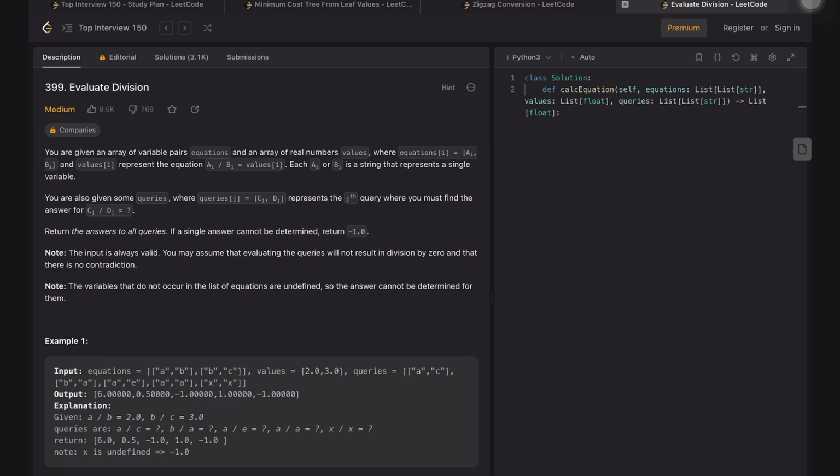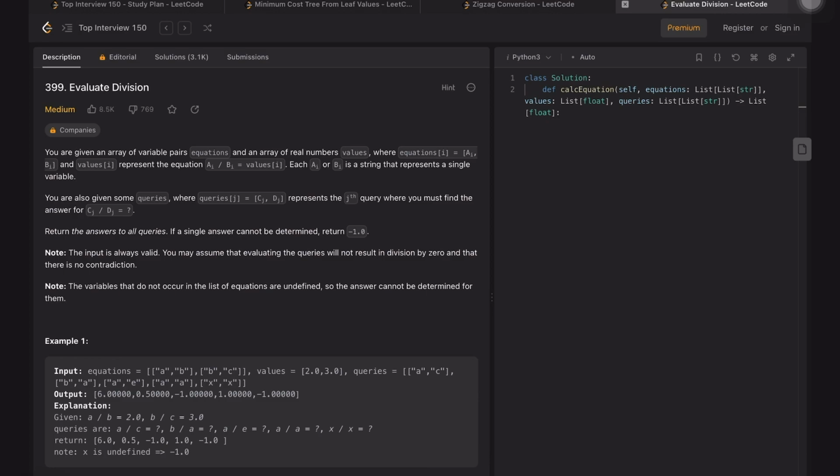So you are given an array of variable pairs, equations, and an array of real numbers, values, where equations[i] equals [Ai, Bi], and values[i] represents the equation Ai divided by Bi equals values[i]. Each Ai and Bi is a string that represents a single variable.